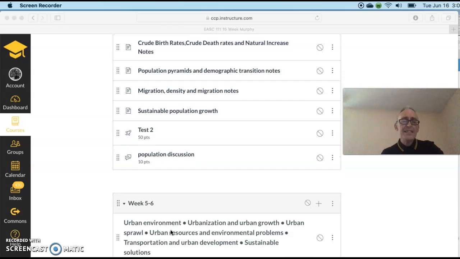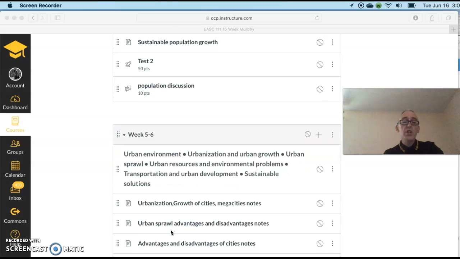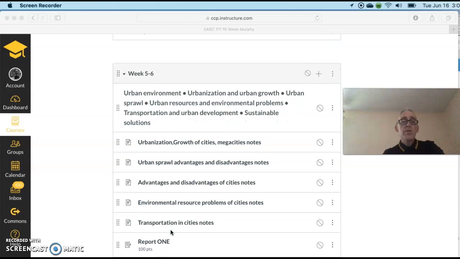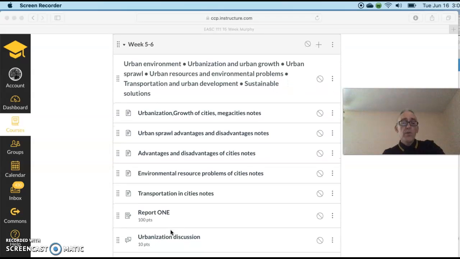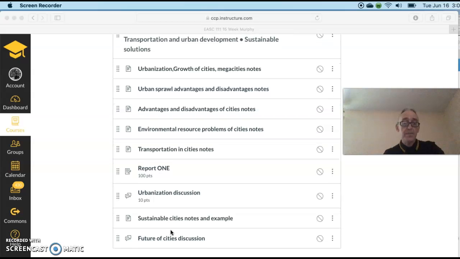These topics link together. So under the urban environment, what we're going to be looking at is urbanization, problems of things like urban sprawl, also transportation, and we will also at this point in the course be submitting a report. There will be a discussion relating to urbanization, and we'll look at some of the future cities and sustainable cities, and I'll give you some notes relating to this.